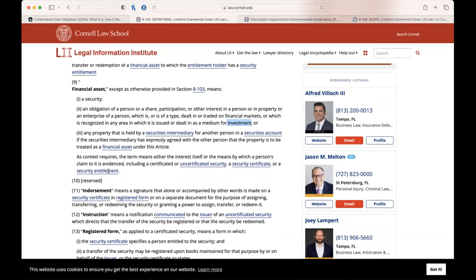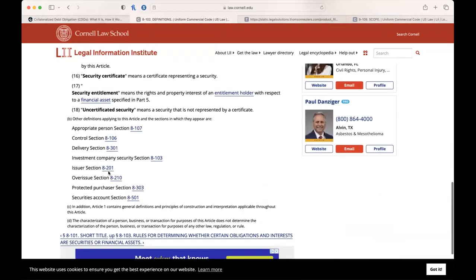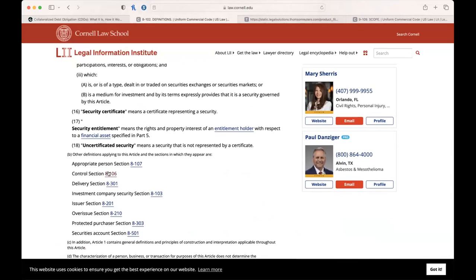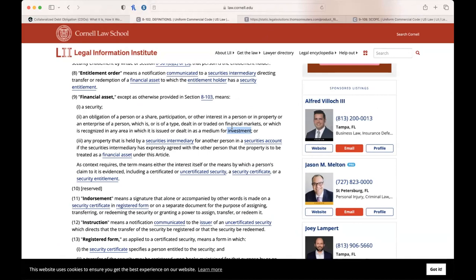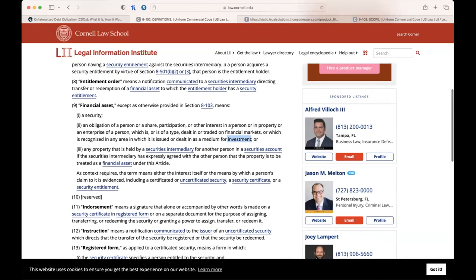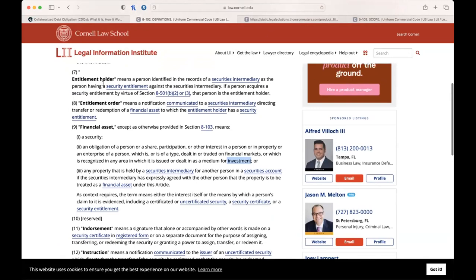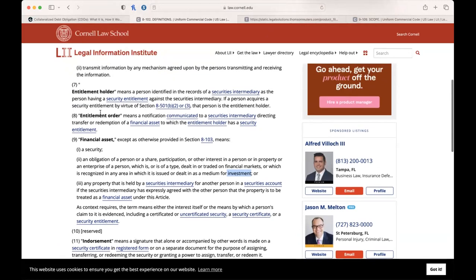All right, so security. That's a very good one. Security entitlement means the rights and property interests of an entitlement holder with respect to a financial instrument. So then we'll go to entitlement holder. There we go. I'll read that, and then entitlement order.